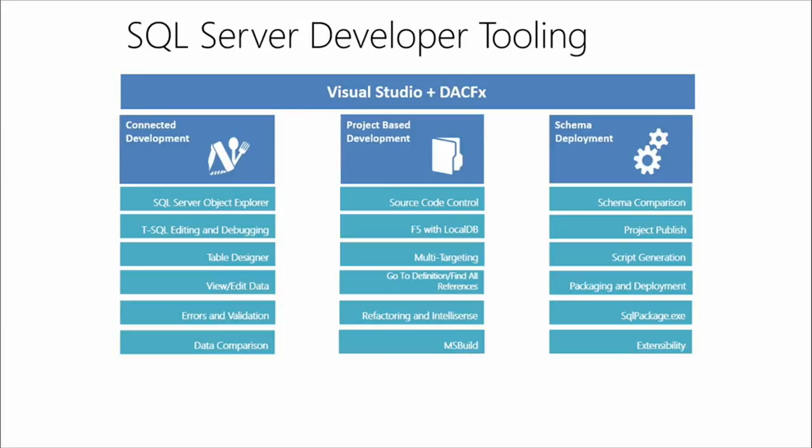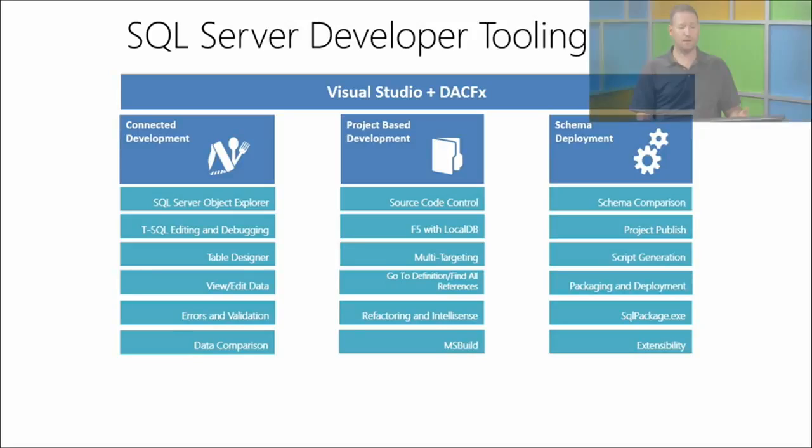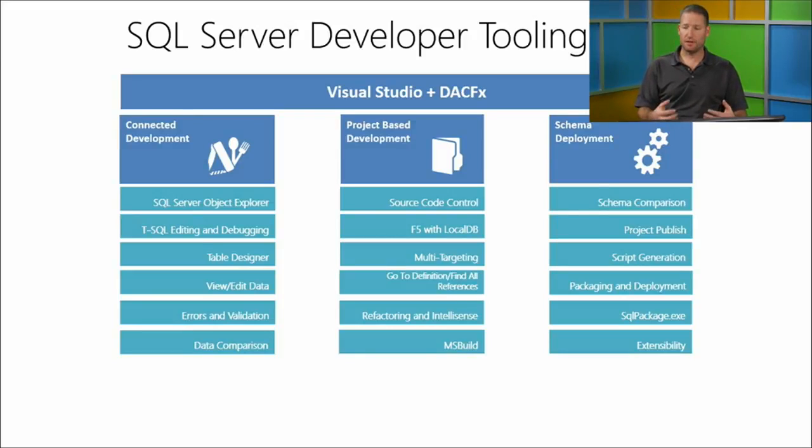We have a navigational tree that can connect to servers. You can enumerate objects. You can inspect properties without making any changes. And in our tool set, we also have a table designer, which provides a connected exposure, view and edit of data. You get some validation in IntelliSense.